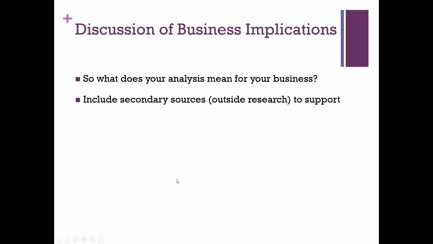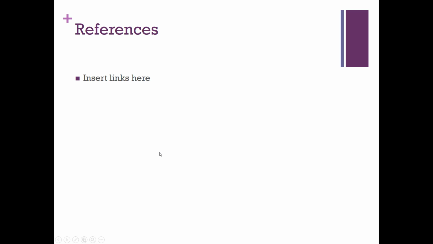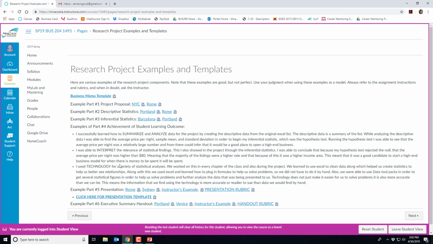And then here's a slide for discussing your business implications. So what does this mean? What are some recommendations or decisions that you can now make based on your data? And then again, include secondary sources or outside research that support your ideas on this slide. And then here's a slide for your references. So insert any links to any websites where you got data from the outside world to support what you're researching. So I'm going to go ahead and click back real quick.